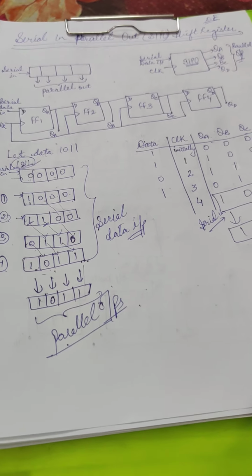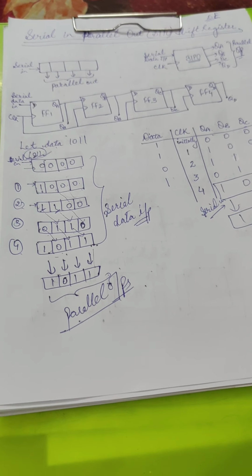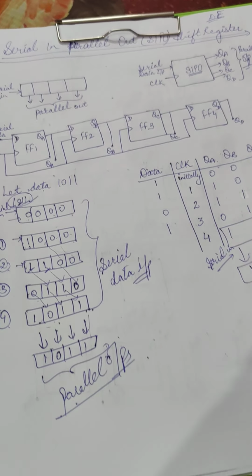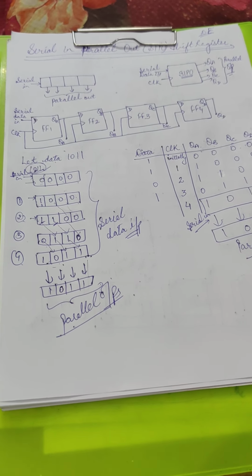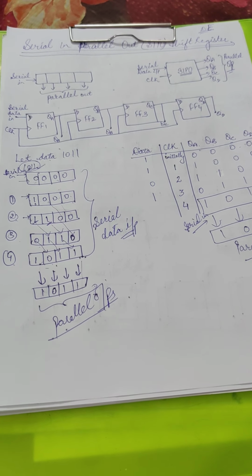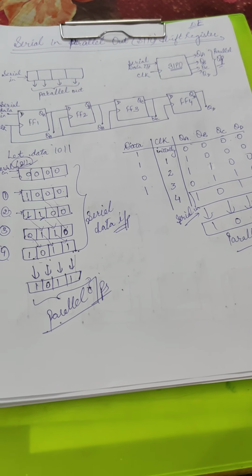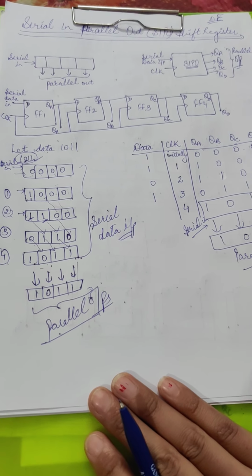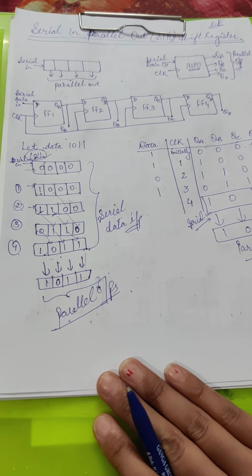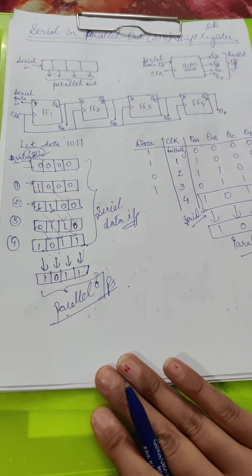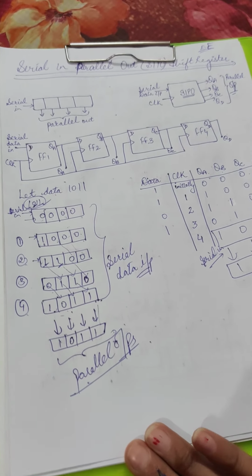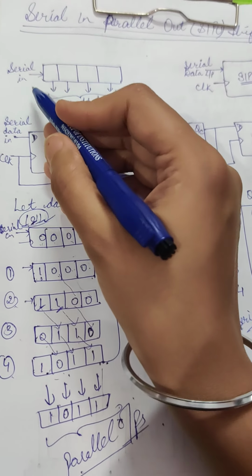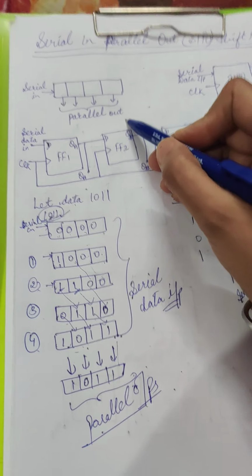In last lecture we have discussed about shift register and their types. Shift registers are of four types: serial in, serial out; serial in, parallel out; parallel in, serial out; and parallel in, parallel out. So in last lecture we have discussed about serial in, serial out, and today we have to discuss serial in, parallel out. So serial in, parallel out means that we have to take inputs serially and outputs parallelly.